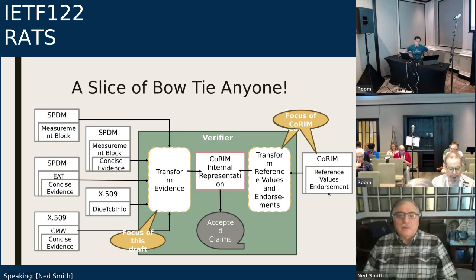You could also have an X509 certificate with the ICCP info. You could have an X509 certificate with CMW that then contains concise evidence. So there's a variety of different possibilities for representing evidence information as it is presented by an attester to the verifier.